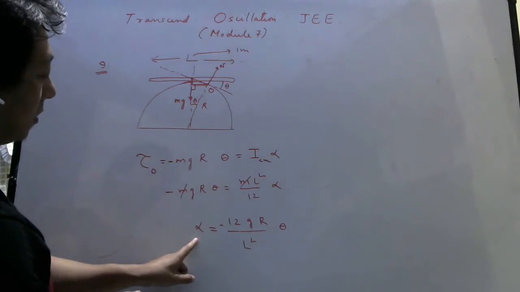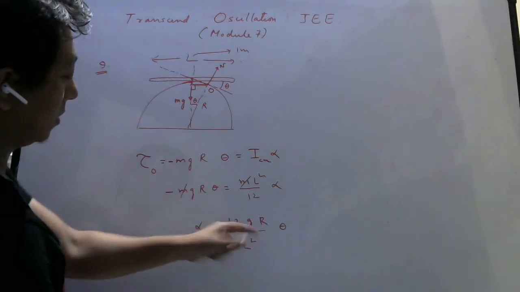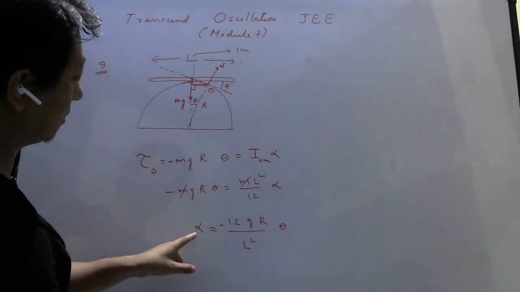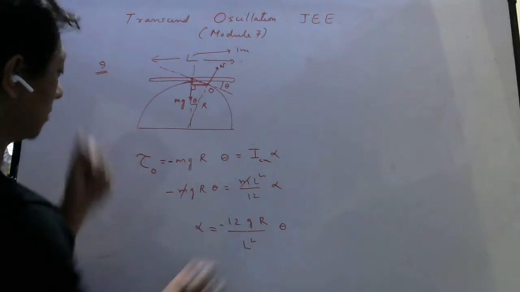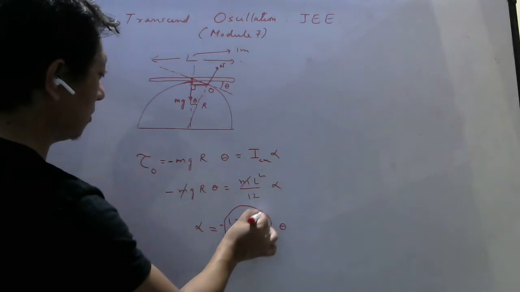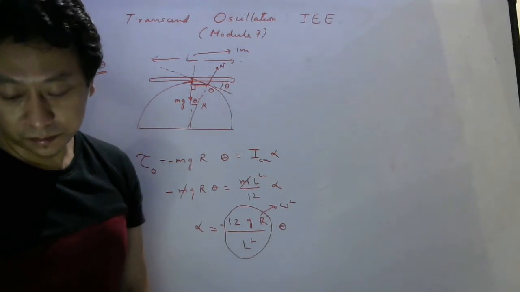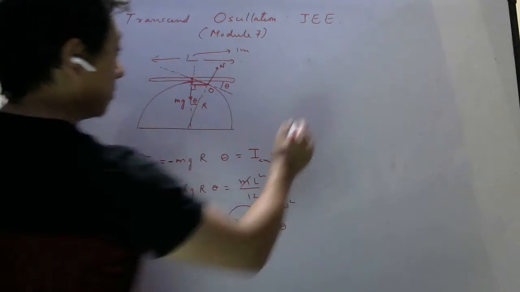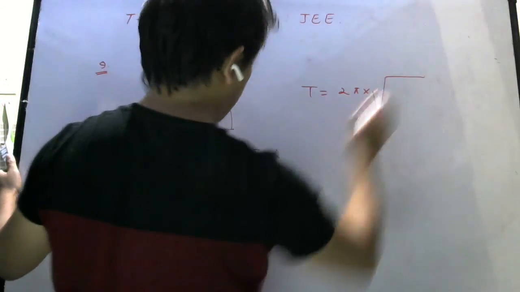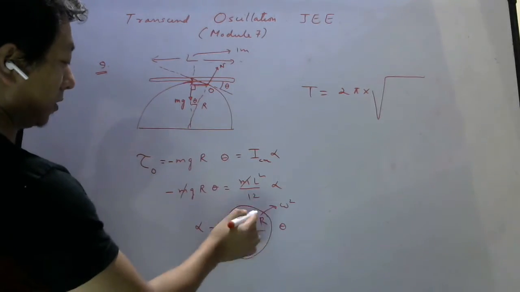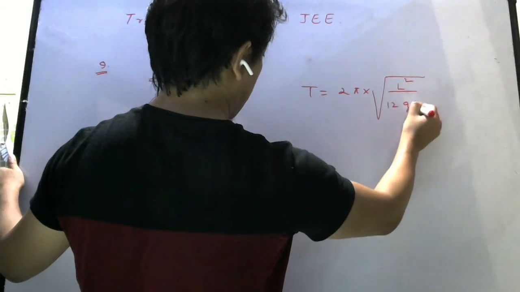So this is like your acceleration equals omega square x, except now angular quantities have come. Instead of acceleration, you have angular acceleration. Instead of displacement, you have angular displacement. So this quantity must be your omega square. The question was to find the period of oscillation, right? So the time period will be 2 pi divided by omega. So it will be root over, omega will be root of this. If you divide, here L square will go, here 12, here g, here r.